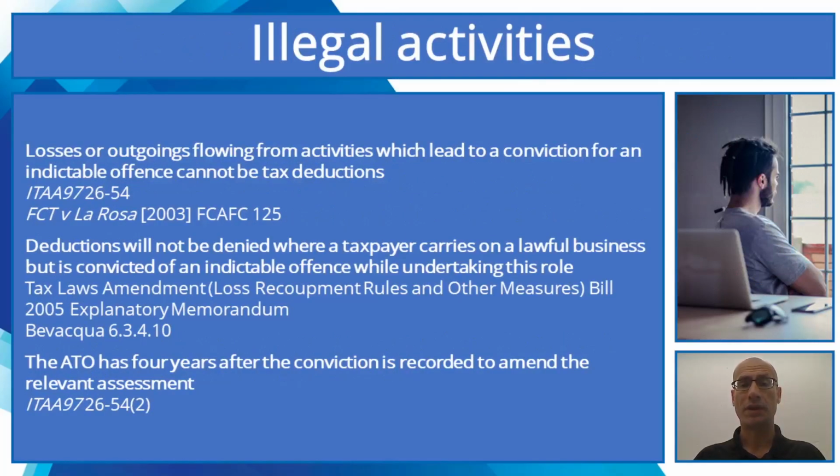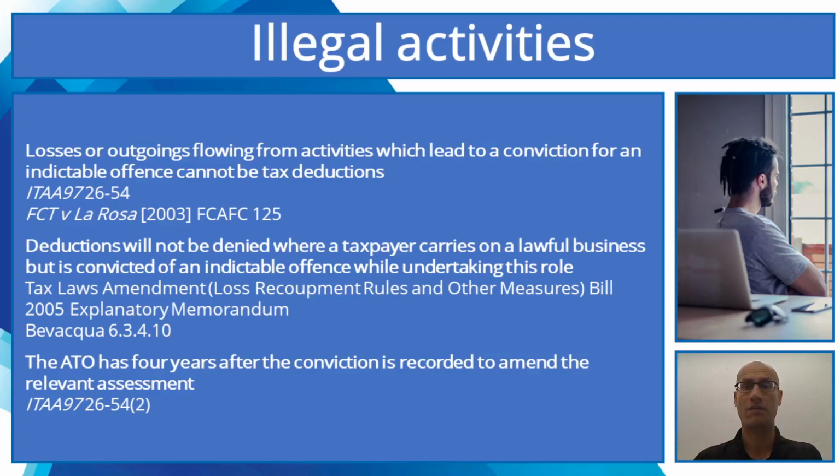From some of our earlier recordings, you may be aware of the La Rosa case. There, a heroin dealer tried to claim a deduction of $200,000 for a heroin deal that went poorly. And ultimately, he won. And as such, Parliament intervened and they said, look, losses are outgoings that flow from a conviction for an indictable offence. Okay, you've got to satisfy those two things. And if you do, it's not a tax deduction.